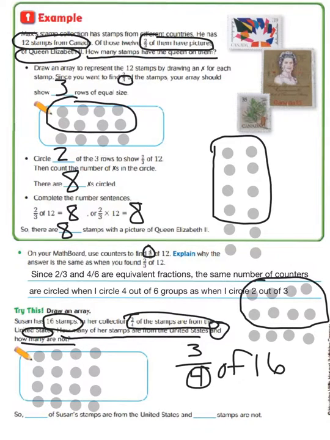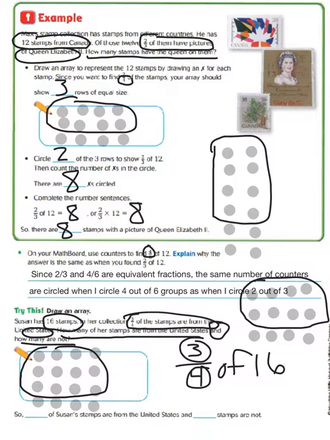Now we have to go back and look at our fraction again because our numerator now tells us how many of these rows need to be circled. And our numerator is 3, so we know we need to circle 3 rows. Not a perfect one, but you get the idea. So let's see how many of our counters are in the rows. We have 1, 2, 3, 4, 5, 6, 7, 8, 9, 10, 11, 12.